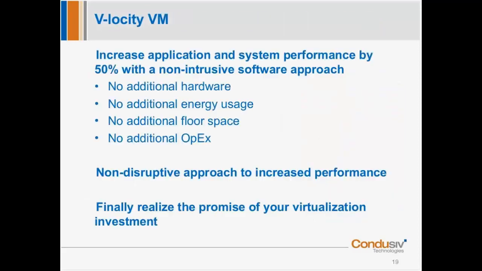Go ahead. So to kind of wrap this up for you, Velocity VM is a non-intrusive software approach that increases application performance by 50% without any additional hardware, no additional energy use, no additional floor space, and no real additional OpEx. You can install it, set it and forget it, and an hour later you're going to see performance improvements in your applications in your virtual machines. It's really that easy. It's a very non-disruptive approach to increase performance, and you can finally realize that promise of your virtualization investment that we spoke about earlier.